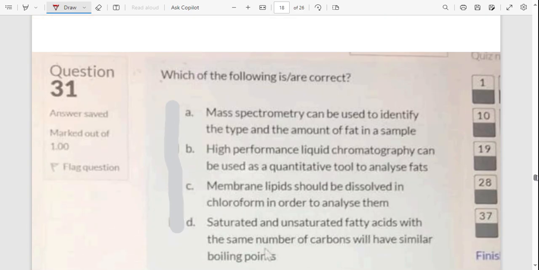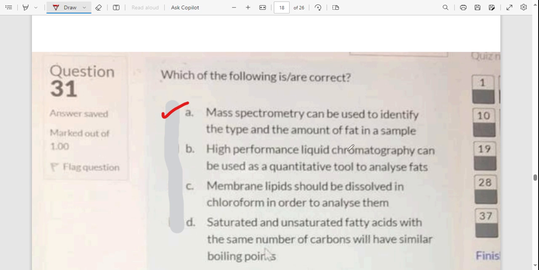Which of the following is or are correct? Mass spectrometry can be used to identify the type and amount of fat in a sample. Is this statement true or not? This statement is true. That is what mass spectrometry does. It is there to make sure that you identify the type and amount of fat in a sample.